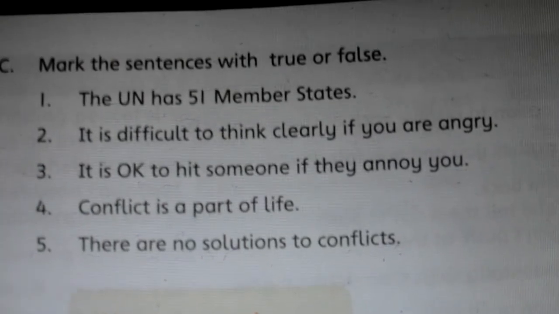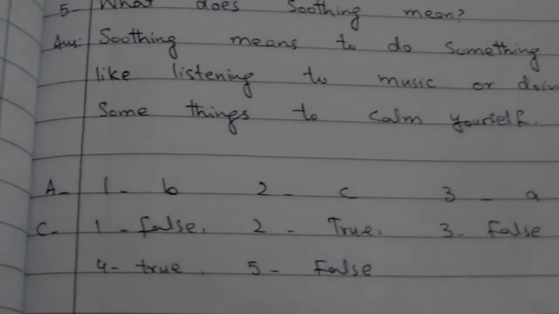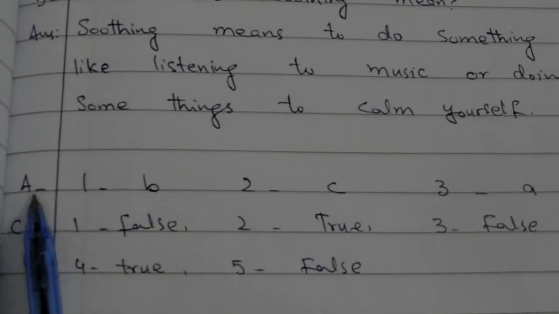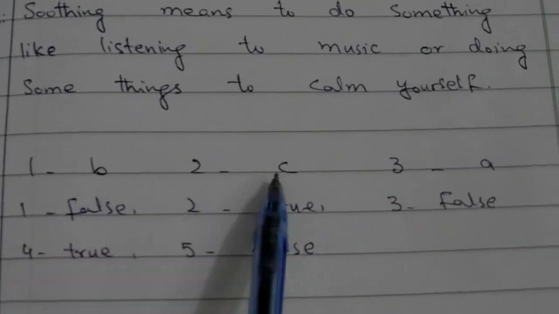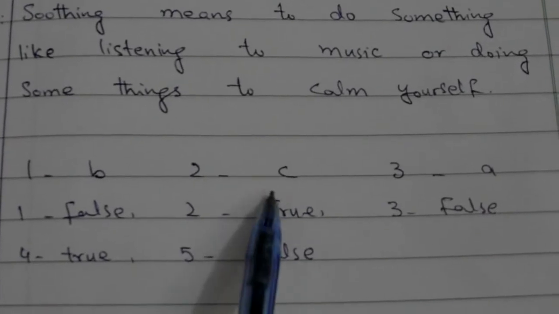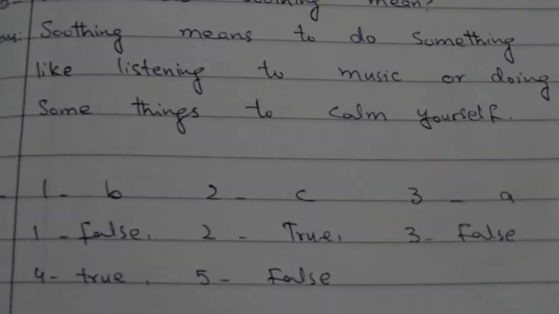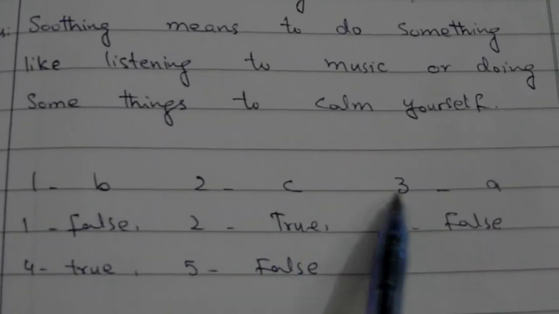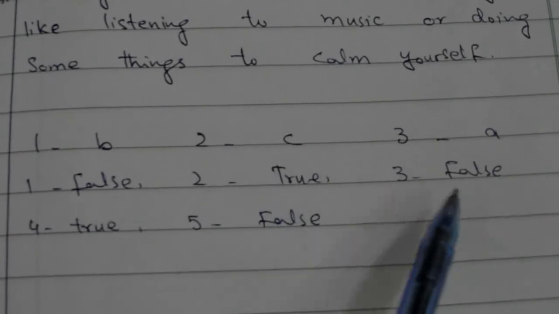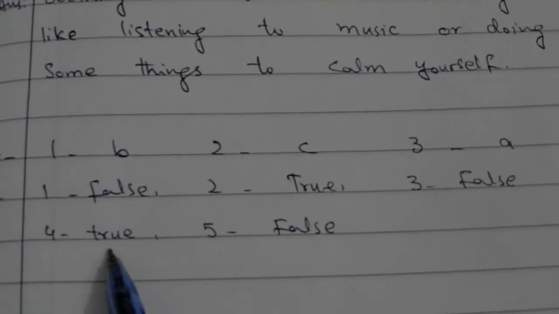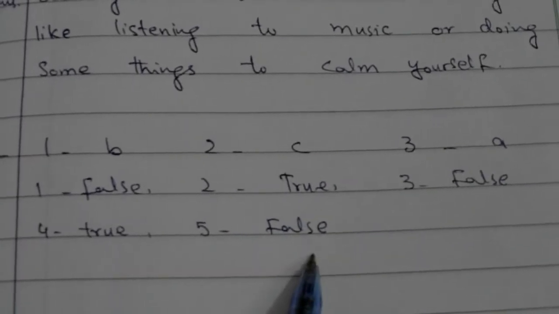I can show you the answers of these questions. The question number A is first one, option correct is B. Second correct answer is C. Third, and its correct answer is A. Next, true false. First is false, second is true, third is false, fourth is true, and fifth is false.